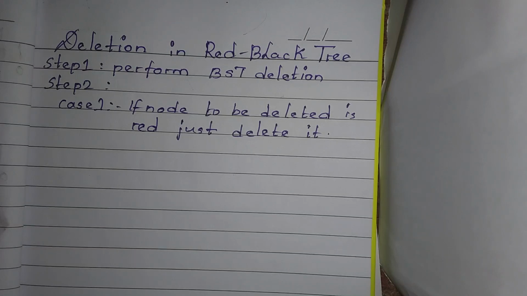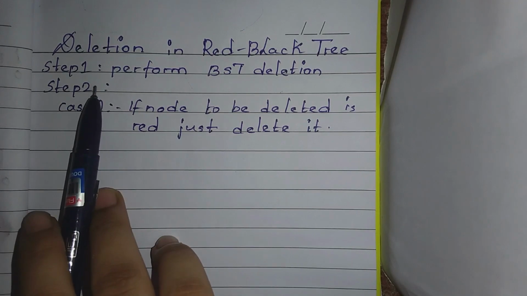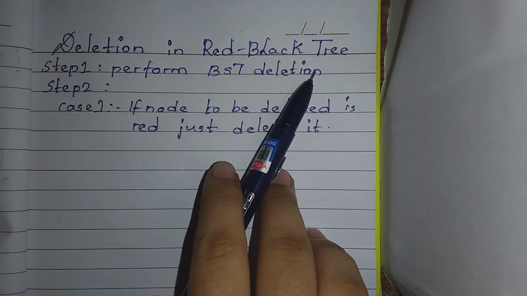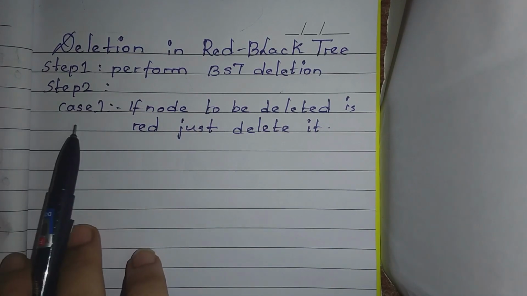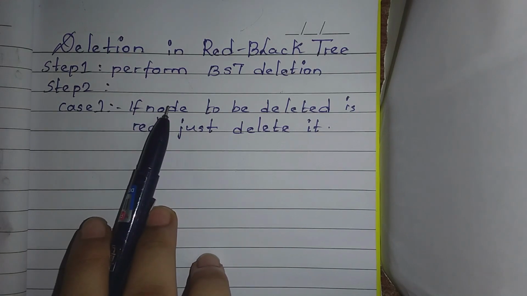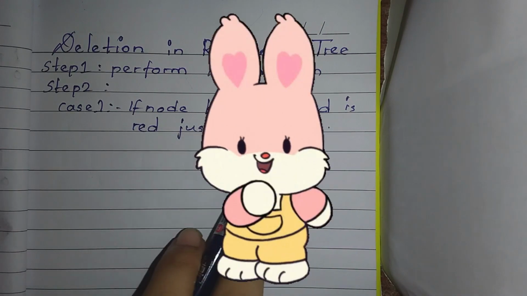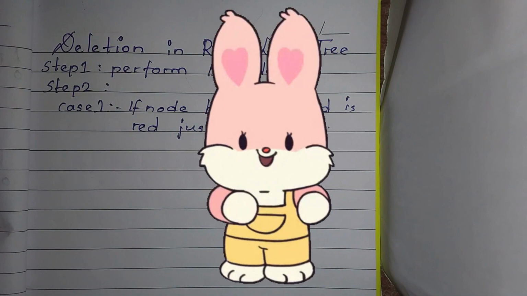Deletion in red black tree. Perform BST deletion. Step 1. In step 2, case 1: if the node to be deleted is red, then just delete it. So let us see an example.